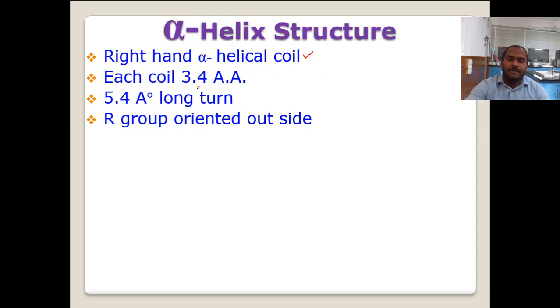Now each coil consists of 3.4 amino acid residues. So each turn, or each coil you can say, has on average 3.4 amino acid residues. The distance of one turn corresponds to 5.4 angstrom in length. So approximately 3 to 4 amino acids can fit in this distance, which results in one turn. More importantly, the helical structure is stable because the R groups of the helical structure point outside. The side chain R groups of the amino acids are outside the helix, so there is less steric interaction, which results in more stability.